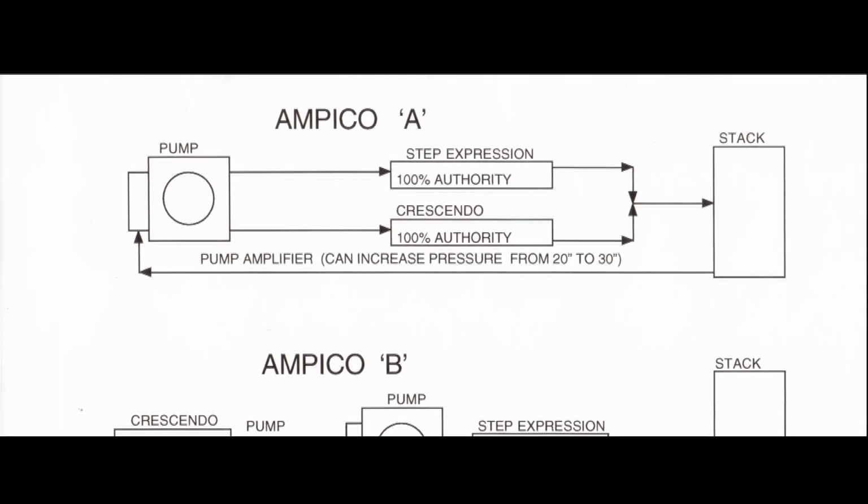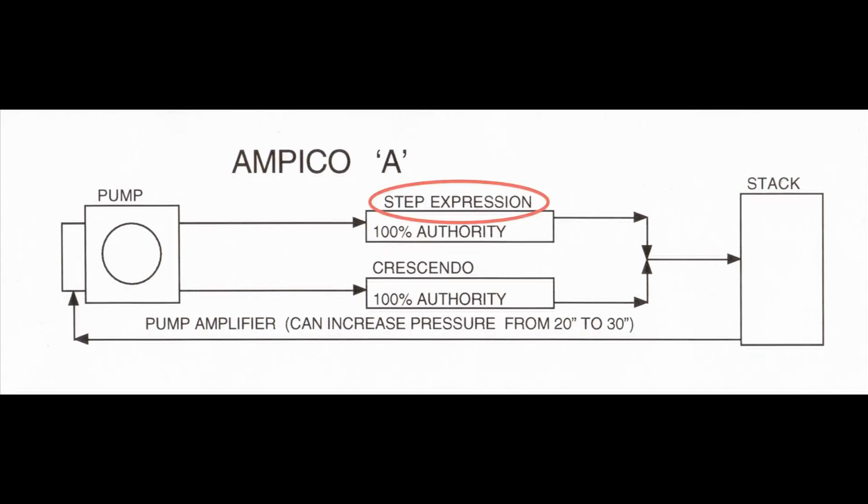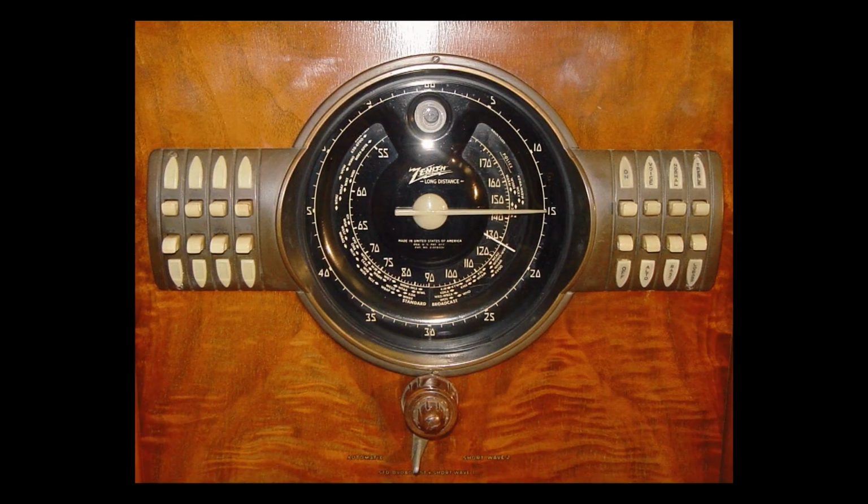In general, the Ampico A system gives expression to the music rolls by two control devices working together. One device produces 7 incremental steps from soft to loud. The other device is called a crescendo, and it can change the loudness smoothly, much like a volume control on a radio.